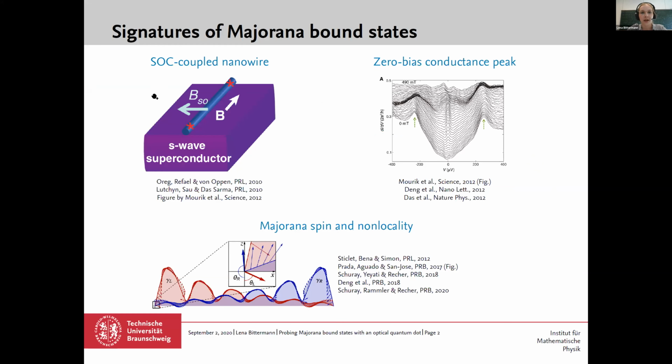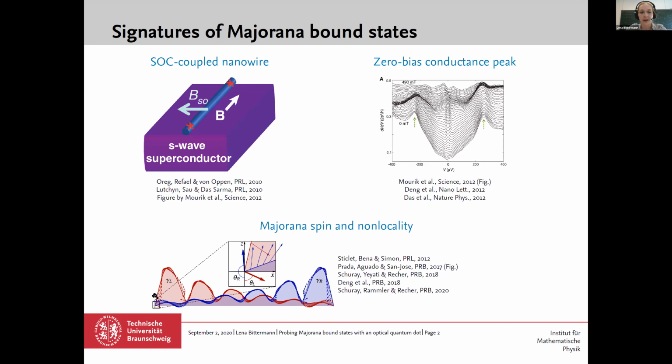So such a wire system was first proposed here. And it was experimentally shown that for increasing the Zeeman energy, one can find a zero bias peak emerging, which is a signature of Majorana bound states. In such a wire, the two Majorana bound states are mostly localized at both ends of the wire, but the wave function decays exponentially into the wire. So for a finite length of this wire, the two Majoranas have a finite overlap, and you can find also the contribution of the right Majorana bound state close to the boundary here.